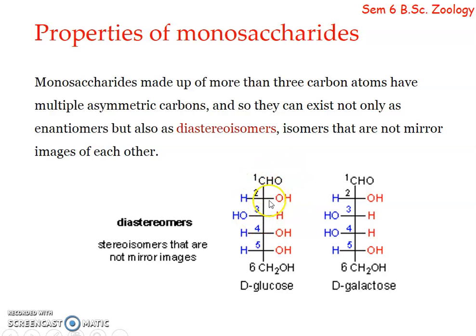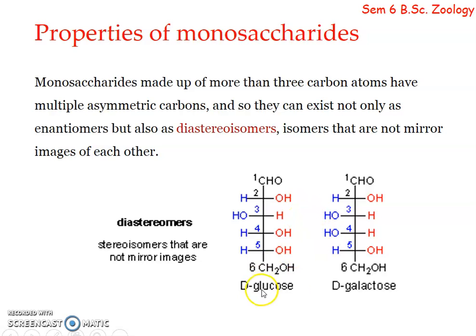the mirror image of D-glucose, how would it be? It will be CHO, HCOH, OHCH, HCOH, OHCH, OHCH and CH2OH. That will be the conformation, isn't it? That means whatever constituents are on the right side of D-glucose would have been on the left side in the case of the mirror image, isn't it?